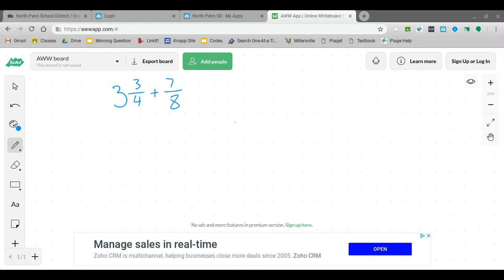Okay, so when I'm looking at an addition of fractions problem, the first thing I want to check to see is if the denominators are the same. And I can see right now that the denominators are not the same. So I'm going to have to make some equivalent fractions to get those denominators to be the same thing.